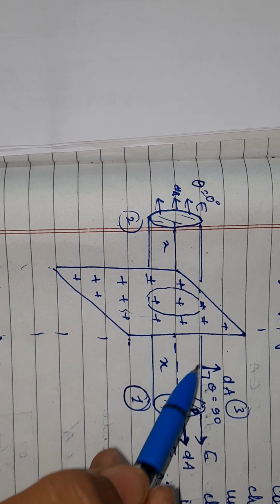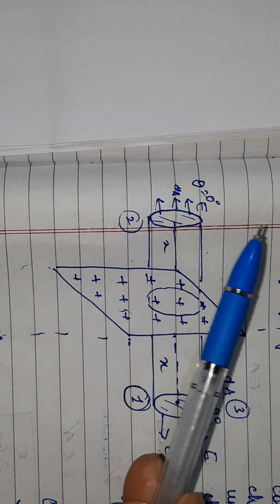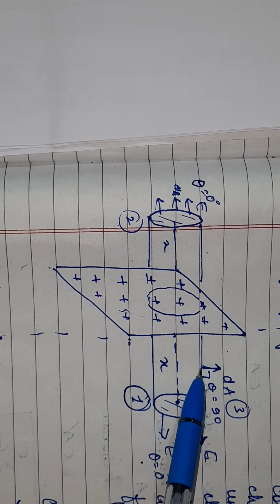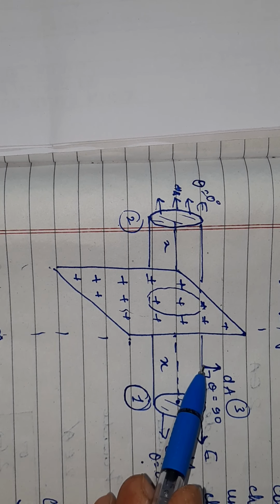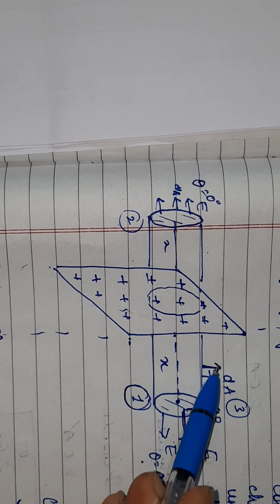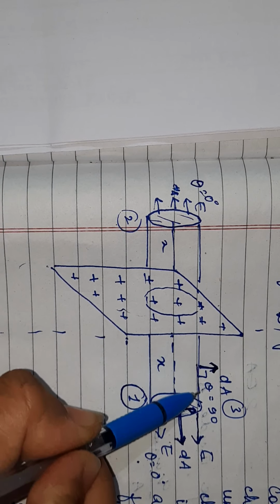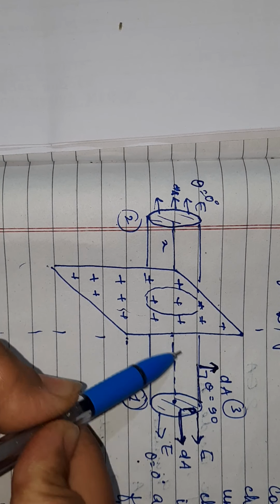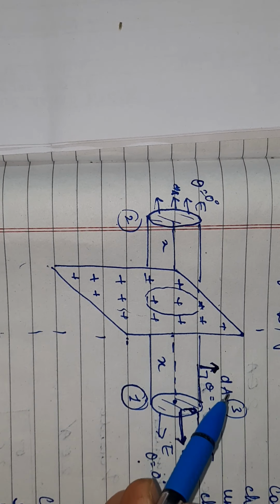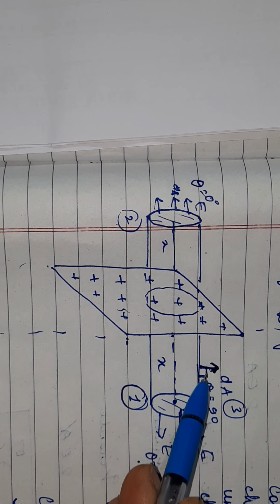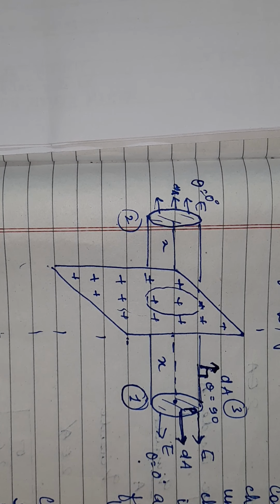Now the third surface is the curved surface of this cylinder. What will be the direction of the outward area vector of the curved surface? This is the direction. And what is the direction of the electric field? This. So the area vector and the electric field form 90 degrees, so theta will be 90. They are perpendicular to each other. So this will be flux 3.